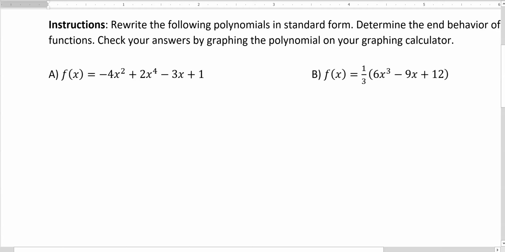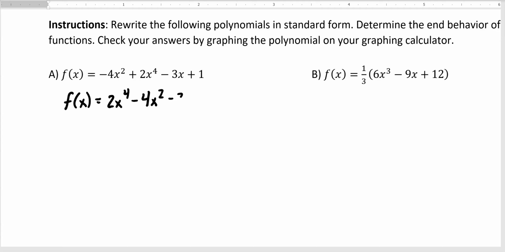So this is not in standard form. Remember, standard form is when our exponents, our degrees, go from greatest to least. So I need to rewrite this so that everything checks out here. Notice now my exponents go from largest to smallest. So I have an even exponent with a positive leading coefficient. That means that this function rises to the left, and rises to the right.